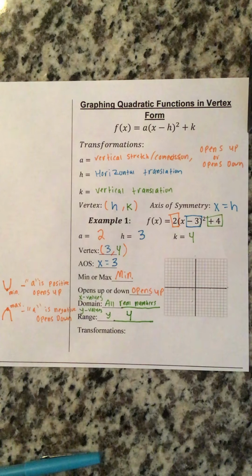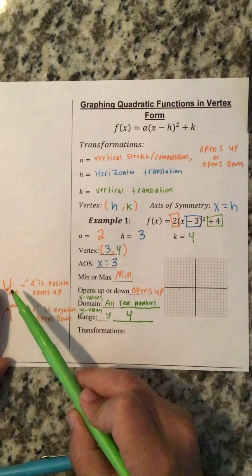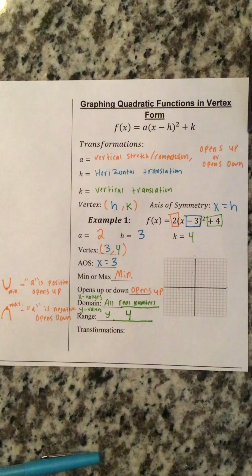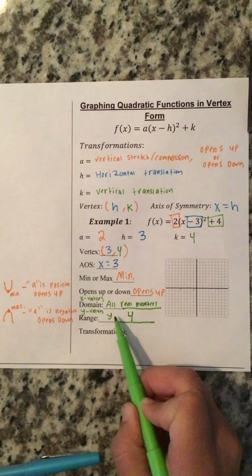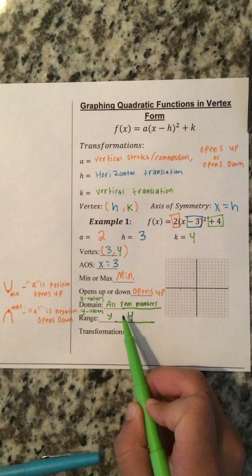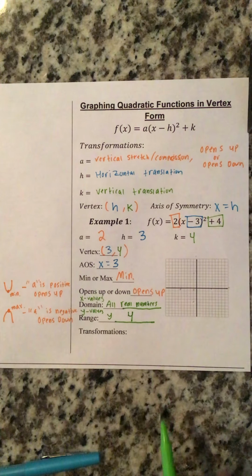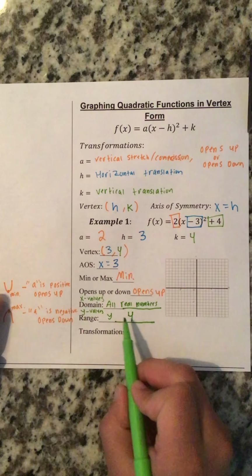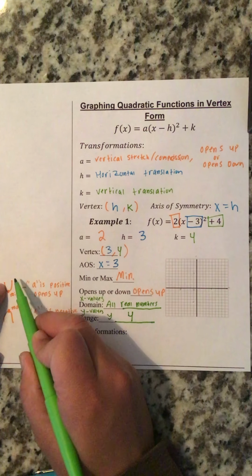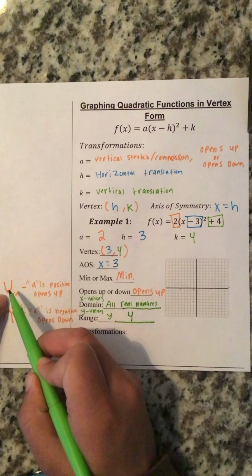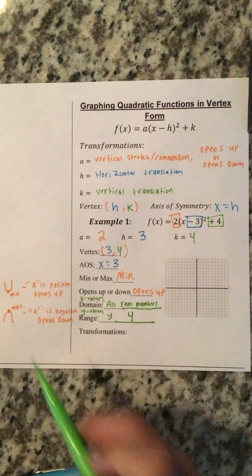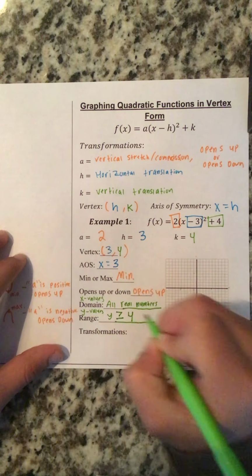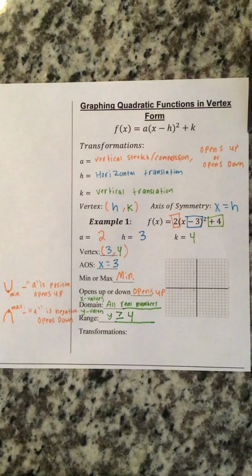Now, I have to think about it. So if my graph looks like this, if it's a U, and this is a minimum value, are my Y values greater than 4, or are they going to be less than 4? If we think about that on a graph, greater than 4 means my Y values are going to be all higher than 4. Is that true from this minimum value? It is true. So my range is going to be y is greater than or equal to 4.